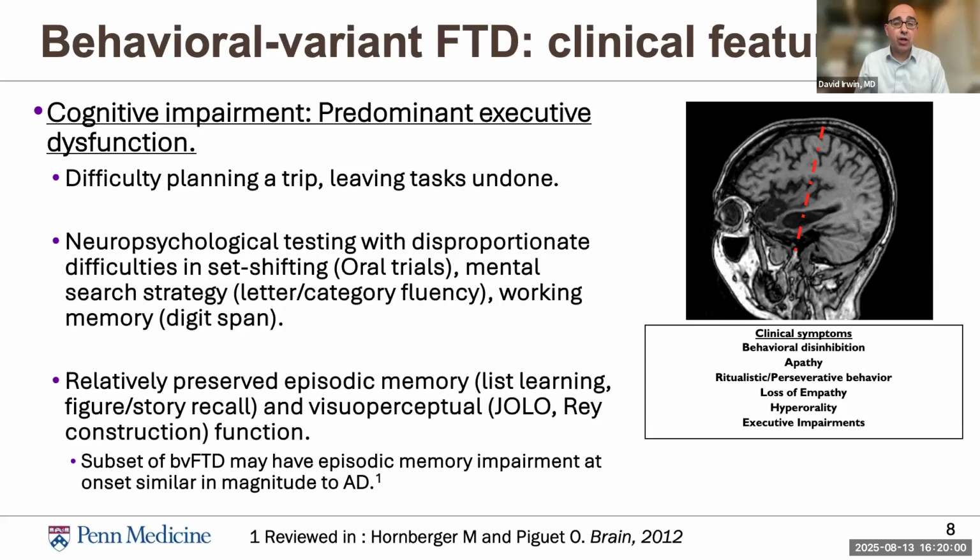Other aspects of cognition or cognitive domains, such as episodic memory and visual perceptual function, are relatively spared, and this helps us differentiate with classic amnestic forms of Alzheimer's disease. It is important to note that there are a subset of patients that may fulfill criteria and have FTD that could have episodic memory impairment. So if we do see difficulty with remembering recent events and problems with list learning tests and visual memory, that's not necessarily exclusionary.